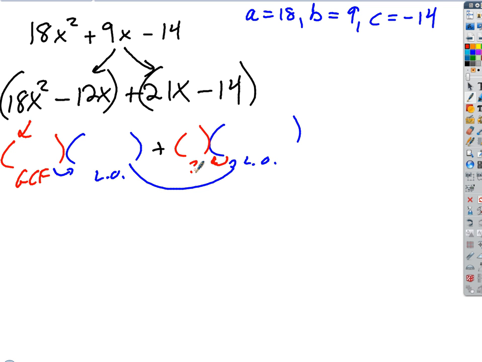What is the greatest common factor of the first group? What's the number part? 6. Everybody agree? 6 is the biggest number that goes into 18 and 12. Okay, how many x's can I undistribute? X to the 1. So I can undistribute a 6x. What am I left with? Okay, well, what's 18x squared divided by 6x? 3x, right? So that's what the first term is going to be.